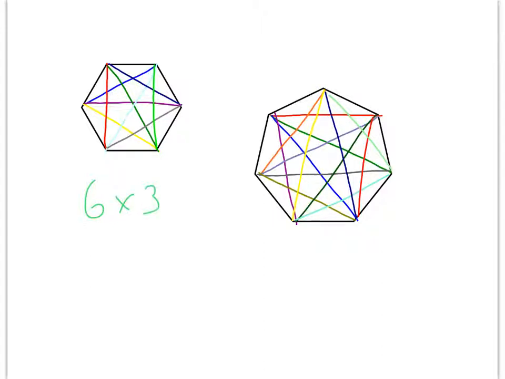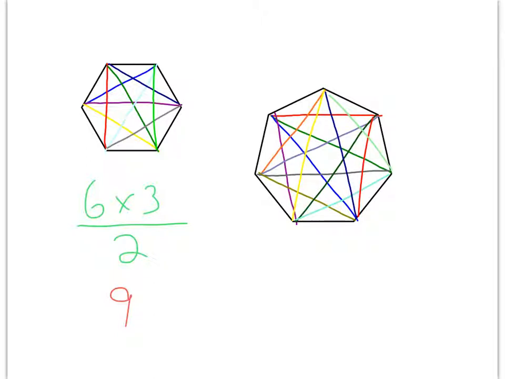But I'm going to divide that number by 2 because I don't want to count the same diagonal twice. In other words, I counted this blue one when I went from this vertex to this vertex. I don't want to recount it going in reverse. Okay, so this would leave me with 18 divided by 2 diagonals in a hexagon.